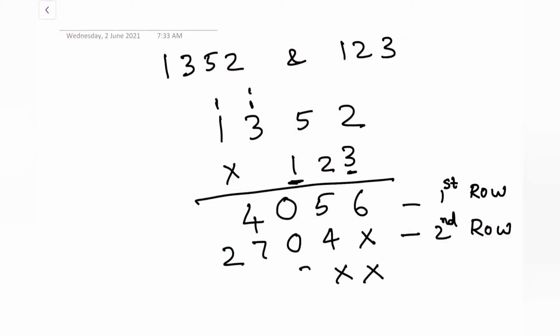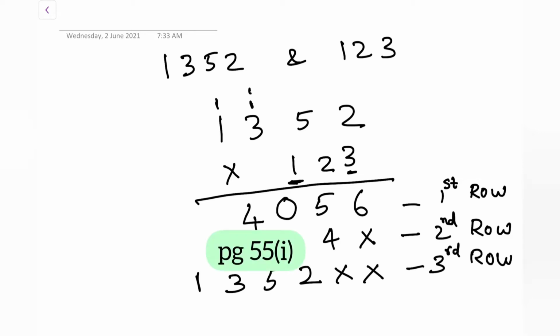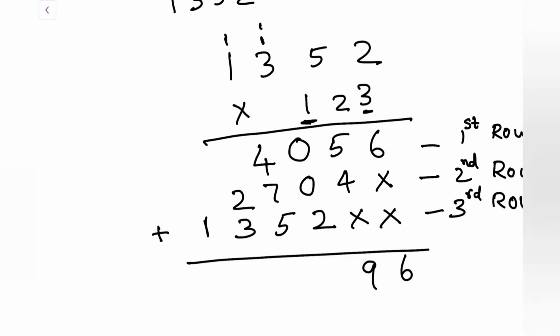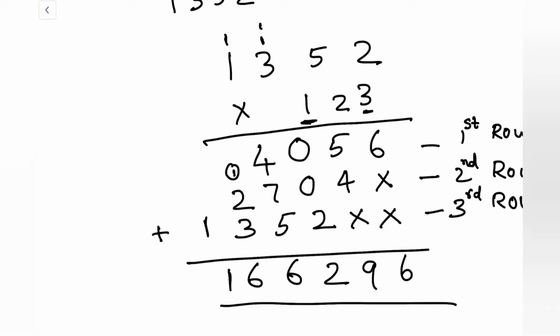Multiply 1 with 2, 1 2s are 2, 1 5s are 5, 1 3s are 3 and 1 1s are 1. That's it. This is your third row. Now you've got your 3 rows. All you have to do is add the 3 rows. Alright, so 6 plus 0 becomes 6, 5 plus 4 becomes 9, 2, 7 plus 4 is 11, 11 plus 5 is 16, and then 1 gets carried forward, and then 3 plus 2 is 5, plus 1 is 6, and 1. This is your answer.